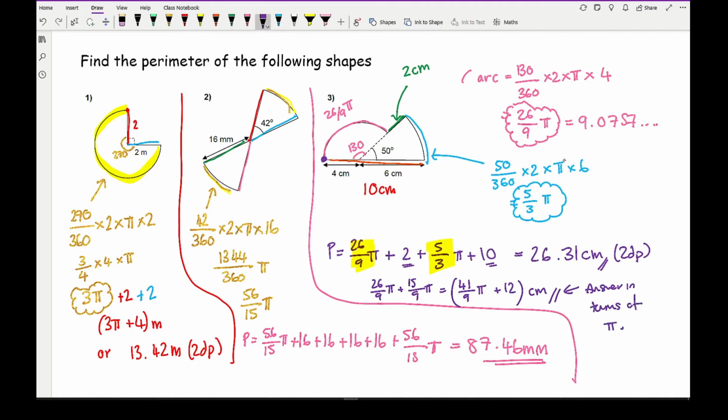Now, would I need to write it in terms of pi? Probably not. This might appear on the higher GCSE paper, but again, as long as you know the components and you're happy with it, then obviously it is definitely doable.